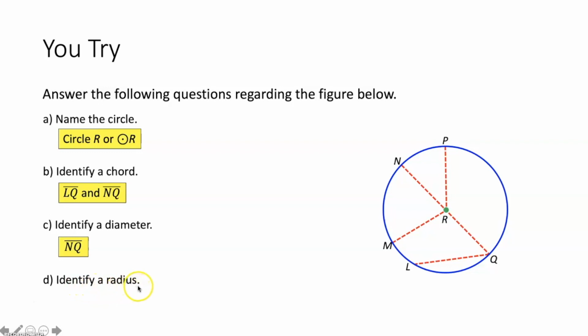Remember, a radius is a segment where one endpoint is on the circle and one endpoint is at the center of the circle. So segment MR would be considered a radius because point M is on the circle and point R is the center of the circle. Same thing with segments NR, PR, and QR. Those would all be considered radii of circle R.